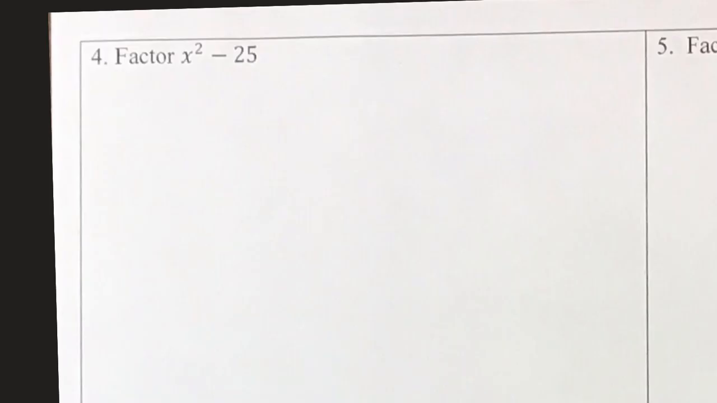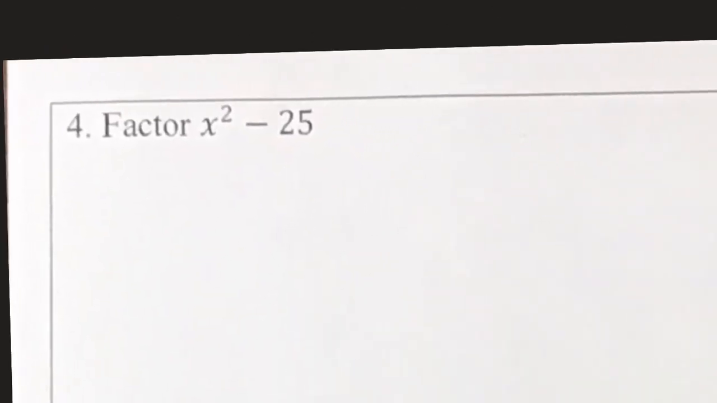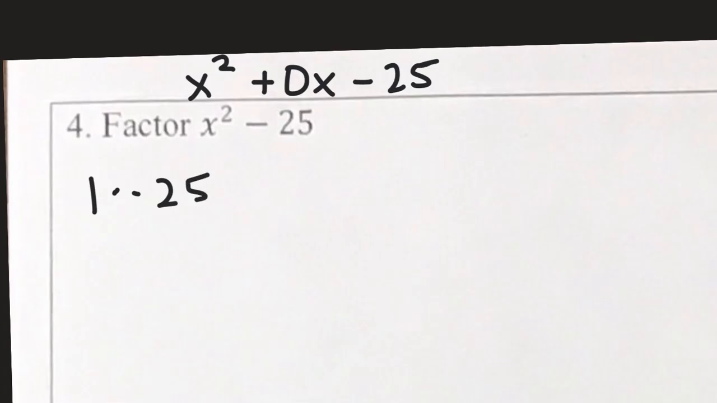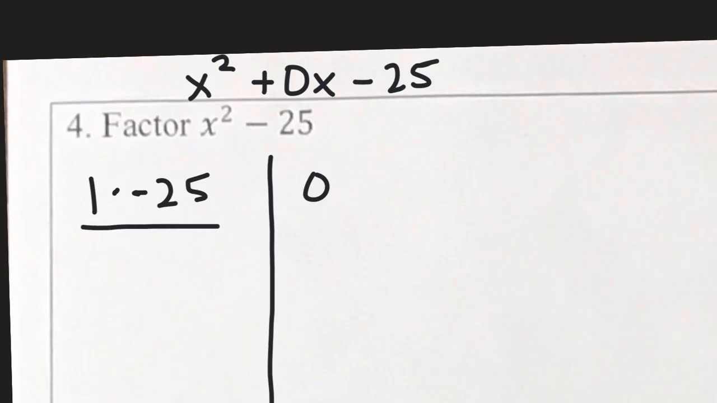Okay, what's missing here with number 4? We have an x squared term, and we have a constant term, but we're missing the b term. So we're going to throw in a 0 as the b term. Okay, 0 as the b term. So a times c is 1 times negative 25, and our b term is 0. So what numbers multiply to give me negative 25, but also add to give 0? Right? So let's see what numbers do that.